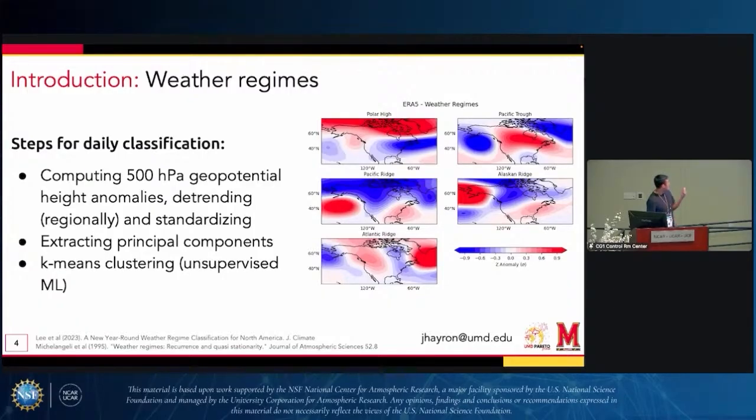And then we extract the principal components from the fields, the 12 first principal components, and for those 12 time series, we apply k-means clustering to obtain these 5 classes or 5 weather regimes. And then, as I mentioned before, the focus of the talk is the Pacific Trough, which is characterized by this low over the Gulf of Alaska and this high over northern North America.